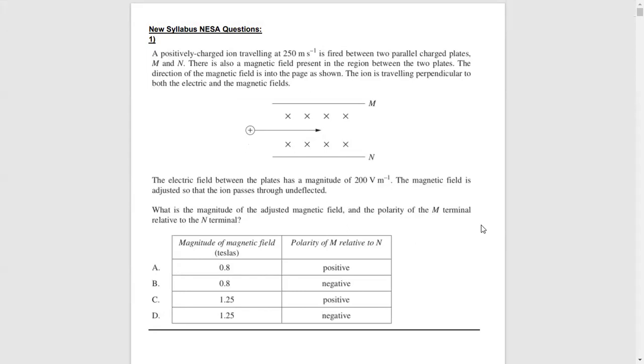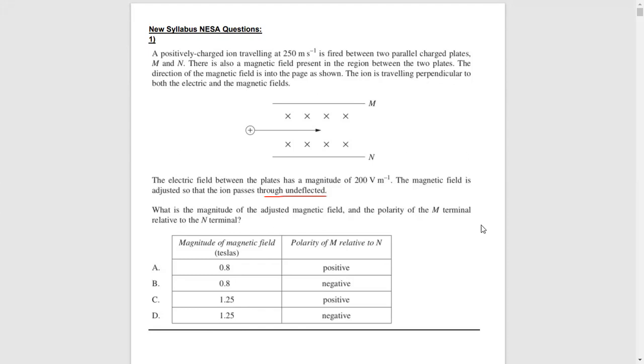So here, you've got a positively charged ion traveling 250 meters per second between two parallel charged plates, M and N. There's a magnetic field present as well between the two plates, and the direction of the magnetic field is shown. The ion is traveling perpendicular to both, and they give you numbers for that as well. The key point is it passes through undeflected. So what's the magnitude of the adjusted magnetic field and the polarity of M relative to N?